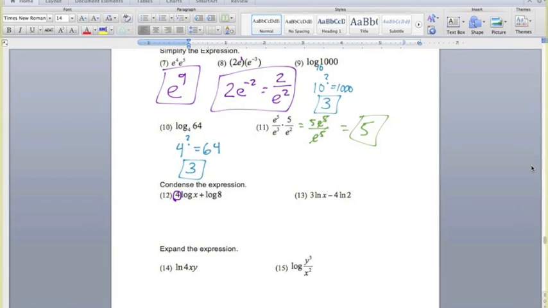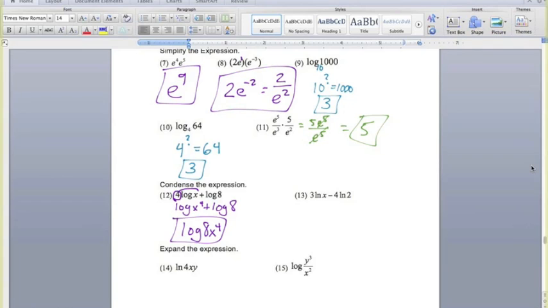Put it as the exponent, so it gives us log of x to the 4th plus log 8. We still have 2 separate ones. We want them all together. So we want to take that addition and smush it together. And how do we smush together addition? Multiplication. 8 times x to the 4th. Addition becomes multiplication when they get smushed together.